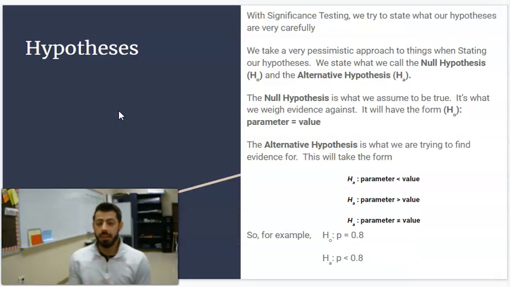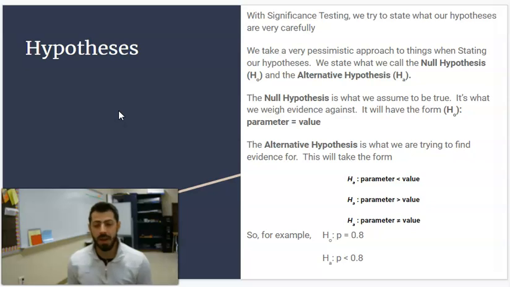Now, what we've just done is we have stated both a null hypothesis and an alternative hypothesis. When we're testing claims, we have to take a very pessimistic approach to things when stating our hypotheses. We state what is called the null hypothesis and the alternative hypothesis. The null hypothesis is what we assume is true. It's what we weigh our evidence against. So we're assuming that the guy's claim is true. We assume that he makes 80% of his free throws.